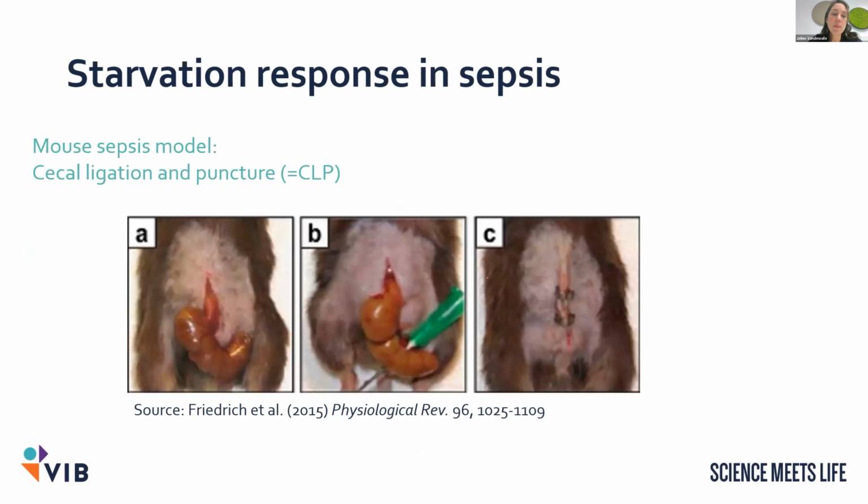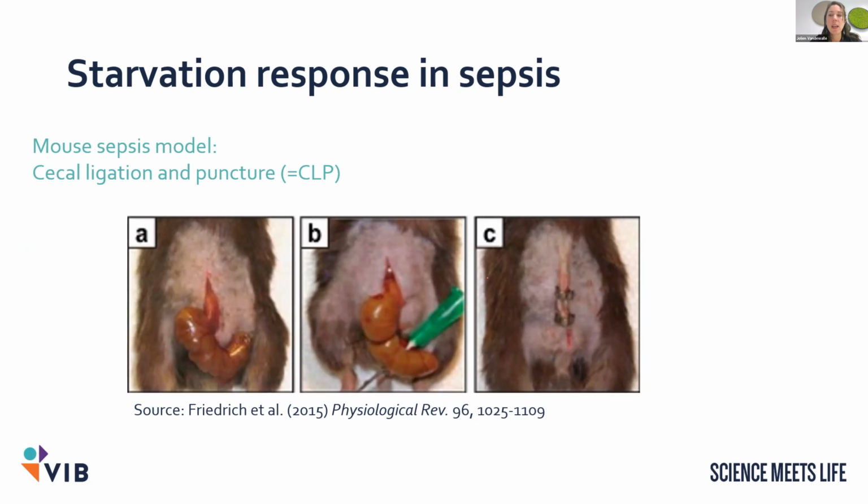So to study sepsis, we make use of the cecal ligation and puncture model, or the CLP model. In that model, we anesthetize the mice, then the cecum is exposed. We ligate the cecum so that necrosis can occur. Then with a needle, we make a puncture in the cecum so that cecal content can flux into the peritoneum and cause peritonitis in the mice. Then the cecum is put back again and the wound is closed.